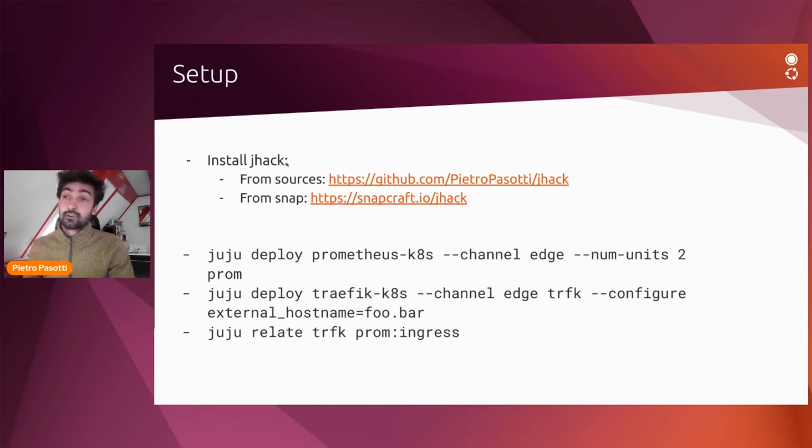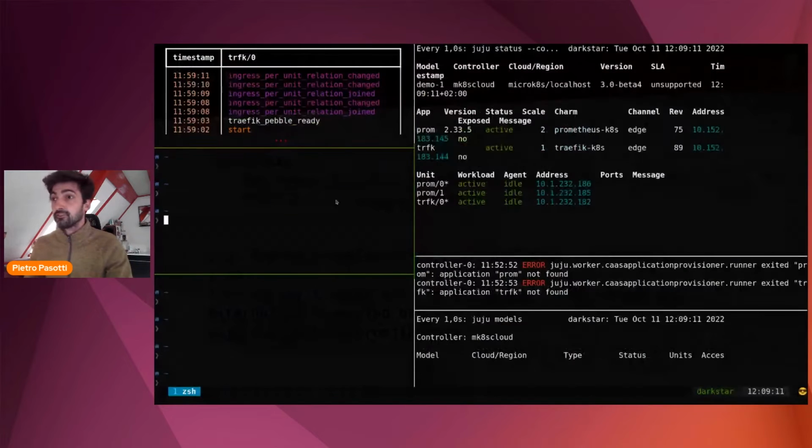The setup. You can install Jhack either from sources or there is a snap, strictly confined since a couple of weeks. For this demo, I have deployed Prometheus K8s and Traefik K8s charms on a local microK8s cloud, but you're free to try out the same commands with your own model, and it should not make a difference.